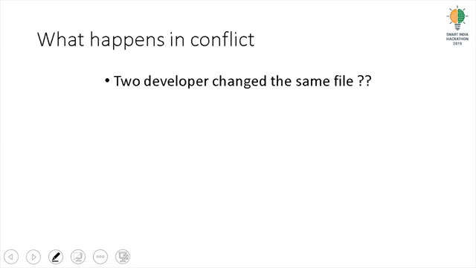What happens in the conflict? What happens if two developers change the same file? We saw what happens. We saw how to resolve the merge conflict with TortoiseGit. I am showing it with the GUI because it is easier to do it with the GUI, but you can do the same thing in the command line as well.